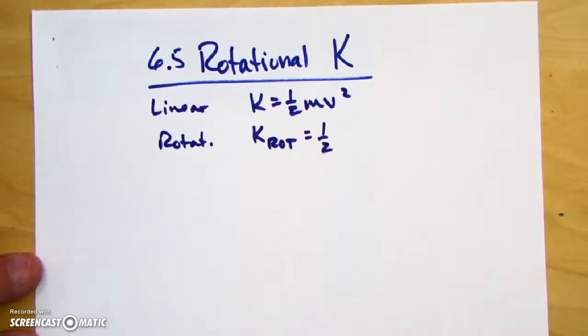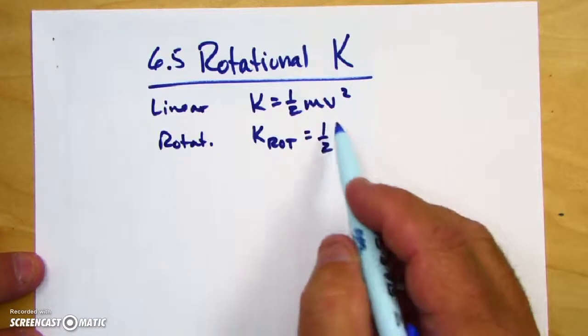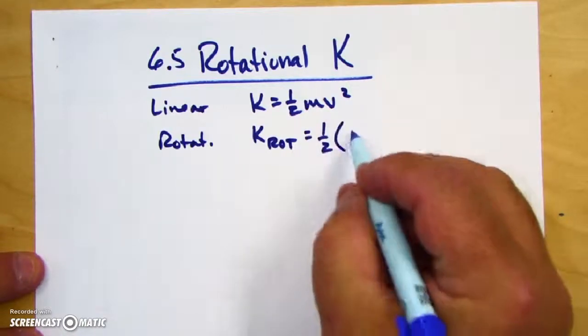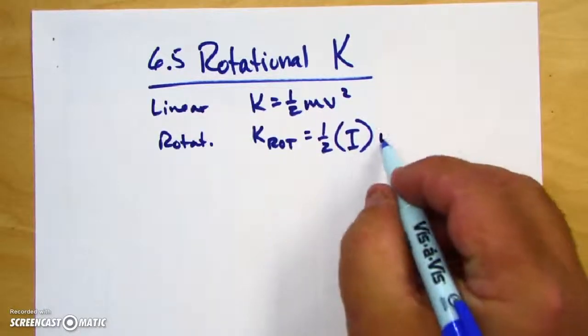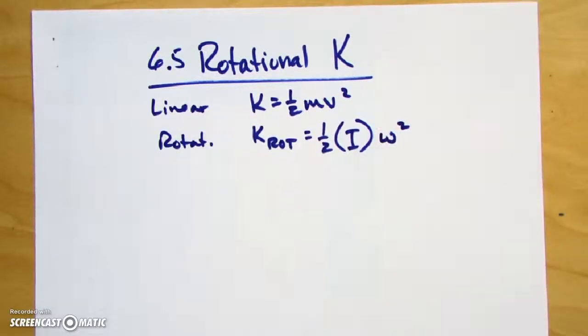1/2. Remember, the linear equivalent to mass in the rotational world is I. I, again, remember, right now is just a number. You'll have to have a formula to calculate what I is. Every shape will have a different I. I is moment of inertia. It tells you how easy something rolls. Times, of course, angular speed, which is omega.